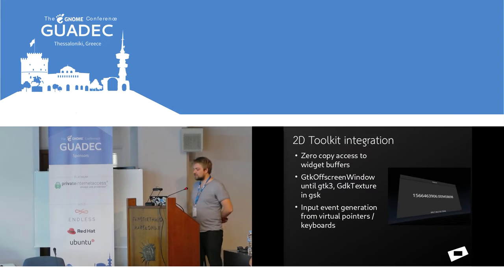Also, 2D toolkit integration is something I currently have a series of experiments in. This is a GTK3 window rendered natively in 3D. In GTK3, I used an off-screen window for that, which is now deprecated with GSK. And in GSK, I already managed to upload a GDK texture from the pixel buffer, but it would be really nice to have zero copy access to that. Another thing I still need to figure out is how to generate input in GTK. Maybe I can talk to some GTK developers about that.